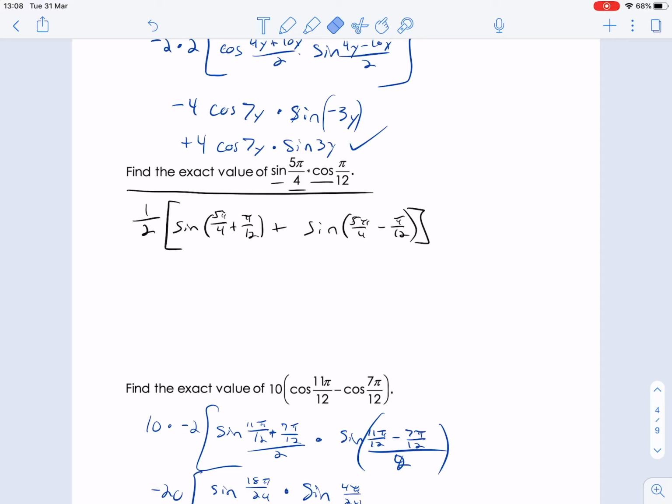Hey guys, I made a little mistake when I was doing the Unit 6 test answer key. So I want to just go over this one question real quick because I made a boo-boo. So here we go. This is a product to sum example.